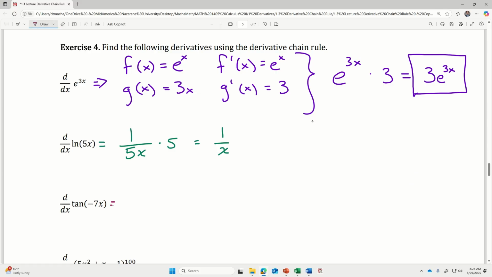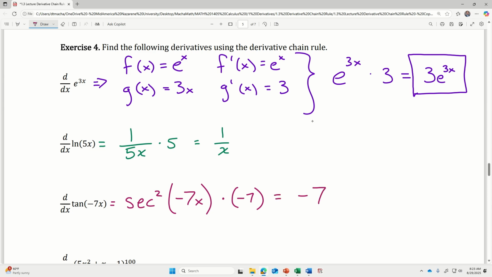Okay, so now let's talk about the derivative of tangent of negative 7x. What's my outside function? Tangent. What's the derivative of tangent? Secant squared. So let's do secant squared of negative 7x. So I took the derivative of my outside function, I leave the inside function alone, and now I'm going to multiply by what? Negative 7. Because negative 7 is the derivative of my inside function.